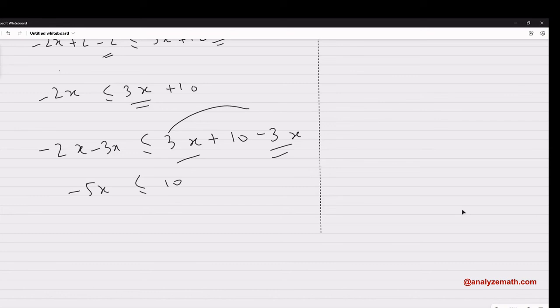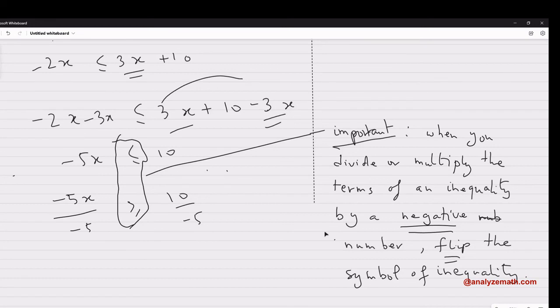Now, negative 5x, I need to divide by negative 5. So negative 5x divided by negative 5 here, and on the other side 10 divided by negative 5. Now, here, this is very important. We need to flip the symbol of inequality. Very, very important. When you divide or multiply the terms of an inequality by a negative number, you flip the symbol of inequality. This is what we did here, because we divided by negative 5, which is a negative number.